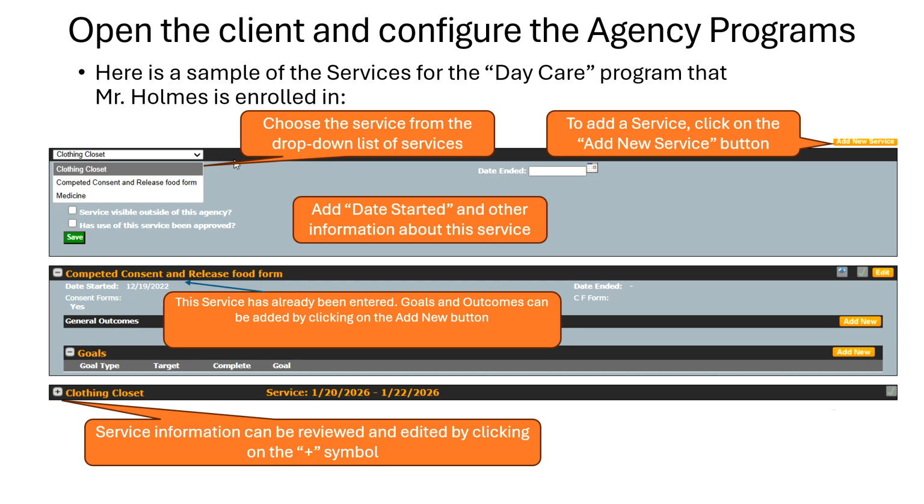Now, here's an example of a service that has already been entered in. Goals and outcomes can be added by clicking on the Add New buttons on the far right side. And finally, service information can be reviewed and edited by clicking on the plus symbol for an existing service.